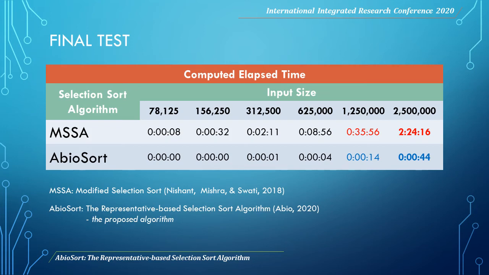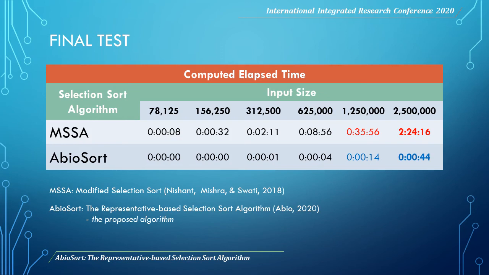In the results, notice that from 78,125 up to 156,250 input sizes, the elapsed time of AbioSort did not even reach a second, while with MSSA you will already wait 8 seconds and 32 seconds respectively. Doubling again the 156,250 into 312,500, the MSSA already reached minutes in its elapsed time, while AbioSort took only 1 second.